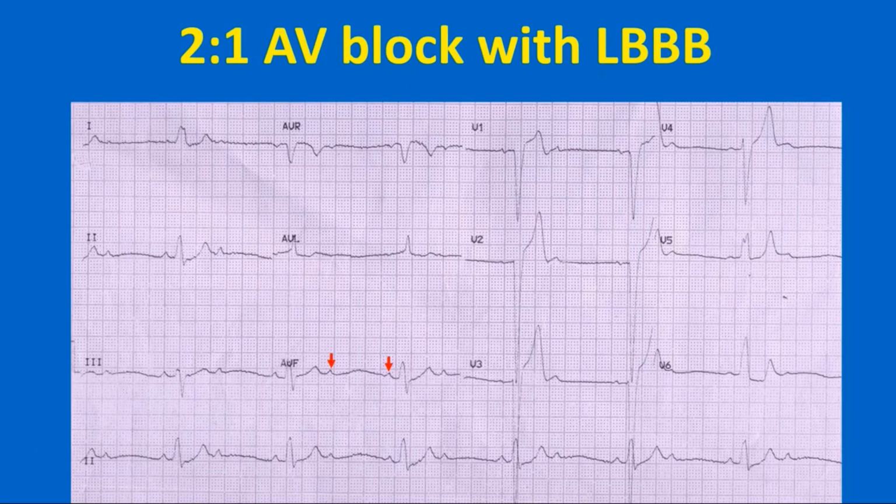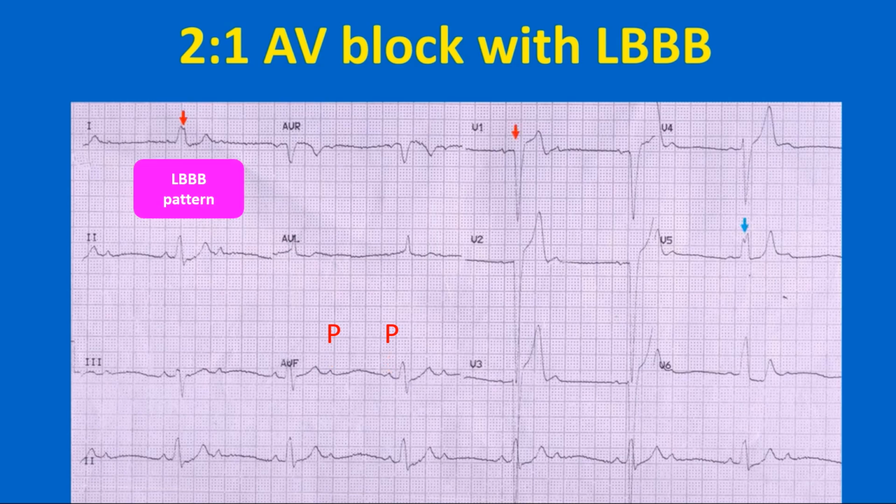In this ECG, there are 2 P waves for every QRS complex with atrial rate double that of ventricular rate, denoting 2:1 AV conduction or 2:1 AV block. In addition, there are features of left bundle branch block suggesting infrahisian block.